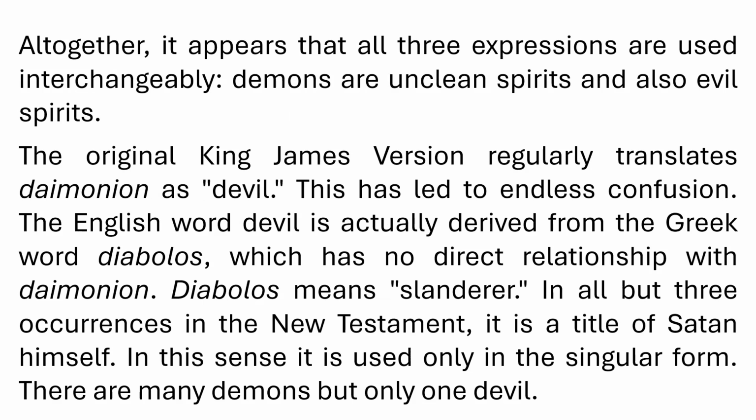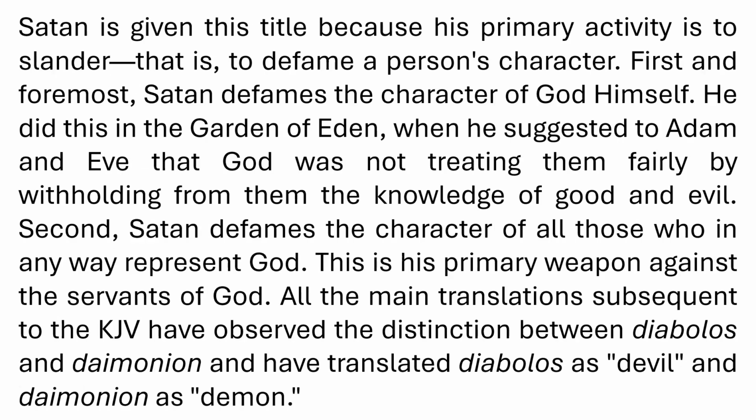The original King James Version regularly translates daimonion as devil. This has led to endless confusion. The English word devil is actually derived from the Greek word diabolos, which has no direct relationship with daimonion. Diabolos means slanderer. In all but three occurrences in the New Testament, it is a title of Satan himself. In this sense, it is used only in the singular form. There are many demons but only one devil.